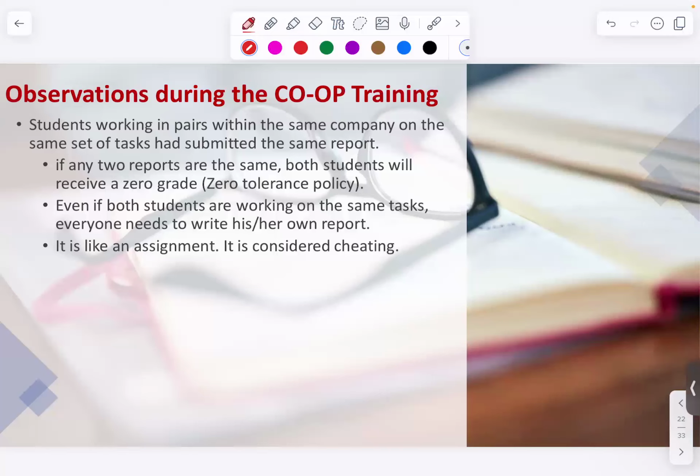The other one is the final report. Also, you are not allowed to submit the same copy. Every student should work individually in preparing their final report, presentation, and so on. This is not a group-based assignment. This is an individual assignment. Okay, and any scenario other than this will be considered cheating.